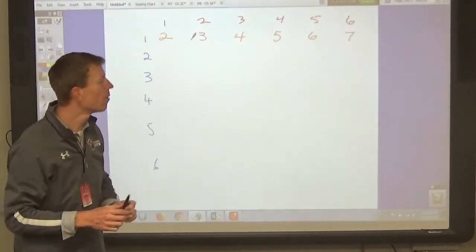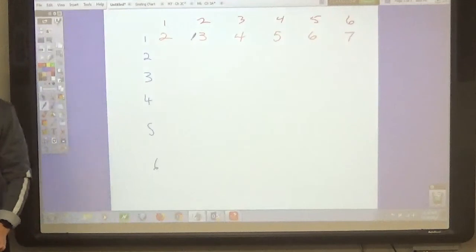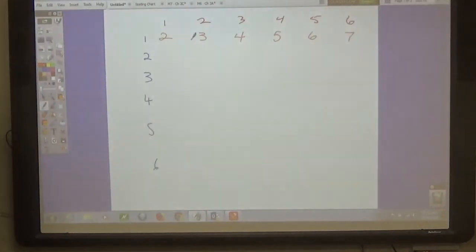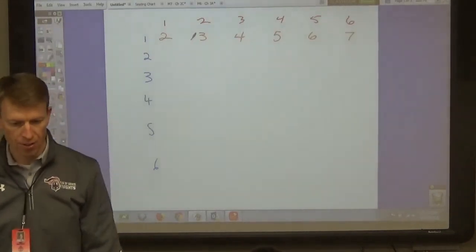So what I want you to do for tomorrow is finish this problem. Okay? Finish this problem and then go to page 100 and do numbers 1, 2, and 3. Page 100. Do 1, 2, and 3.